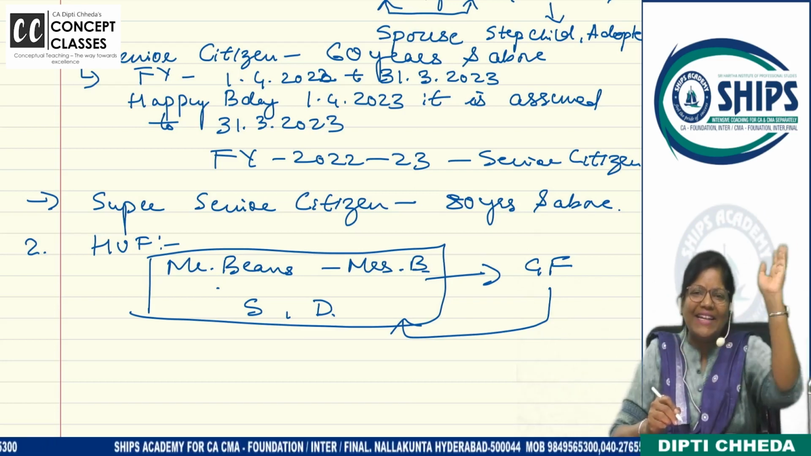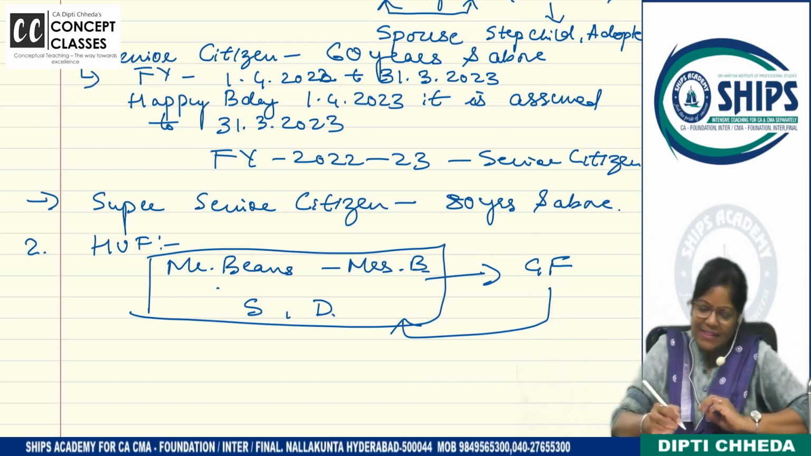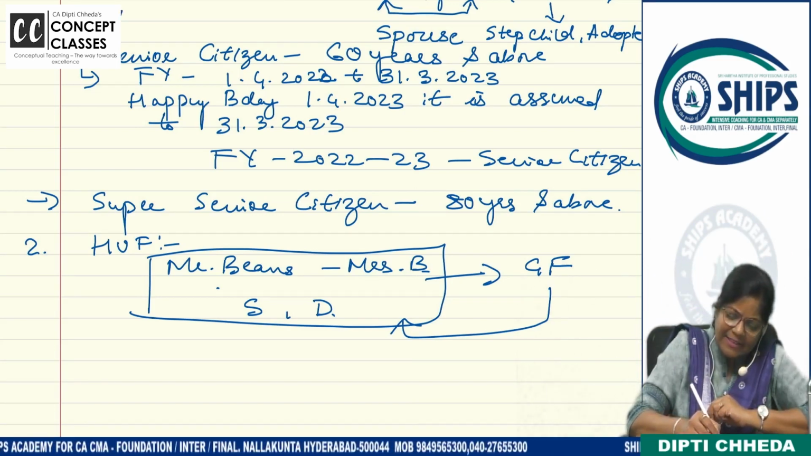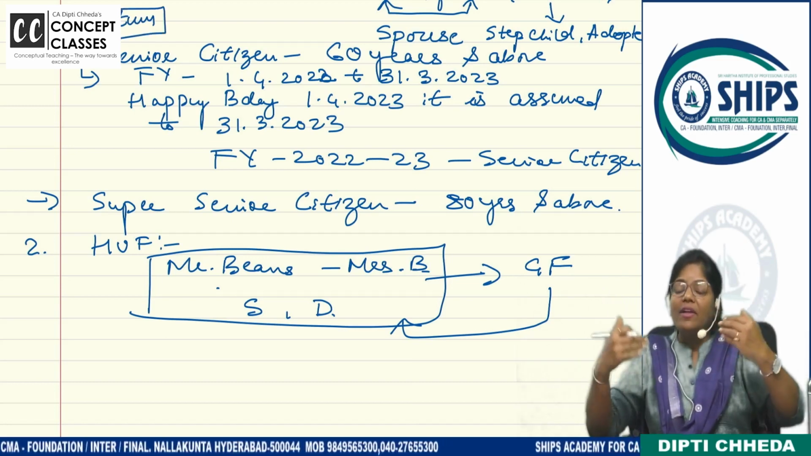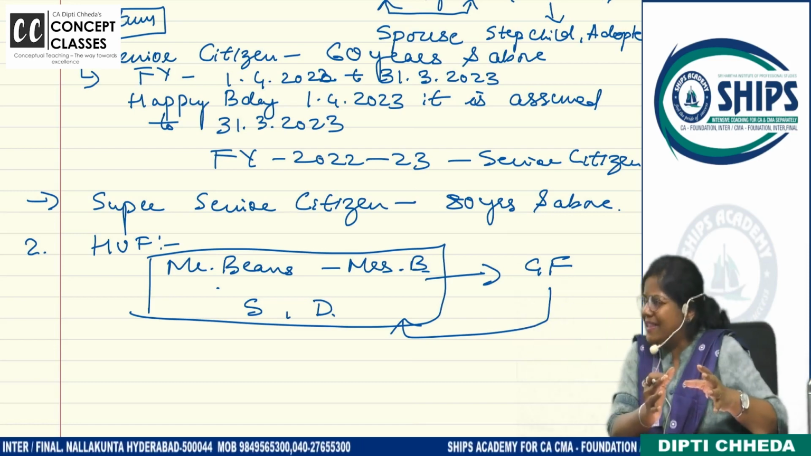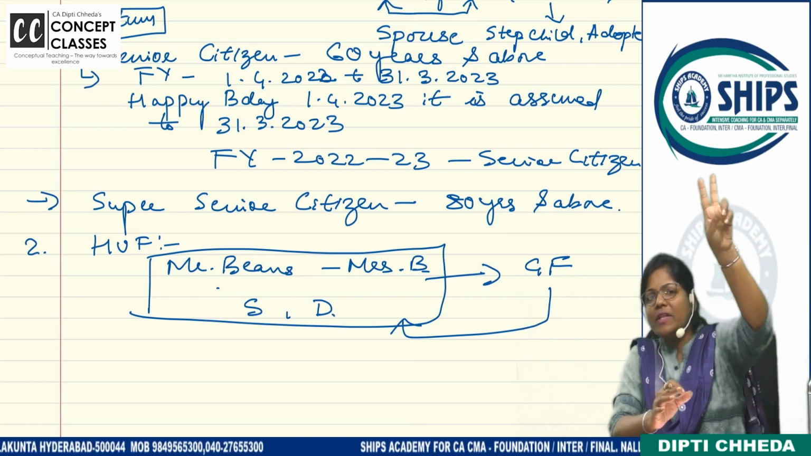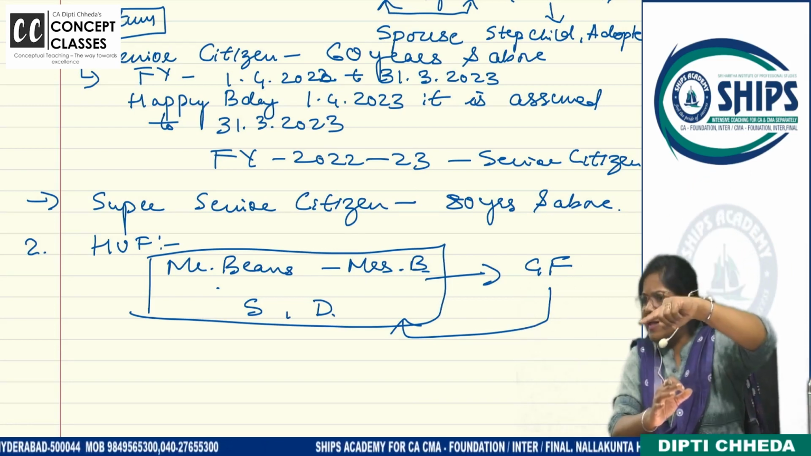In this coming week, I'll introduce all the chapters' name. Return is spelled like this, R-E-T-U-R-N. Return is a document where you declare to the department, okay, from all the sources, this is my income. So Mr. Beans will show the income twice, not that same income.